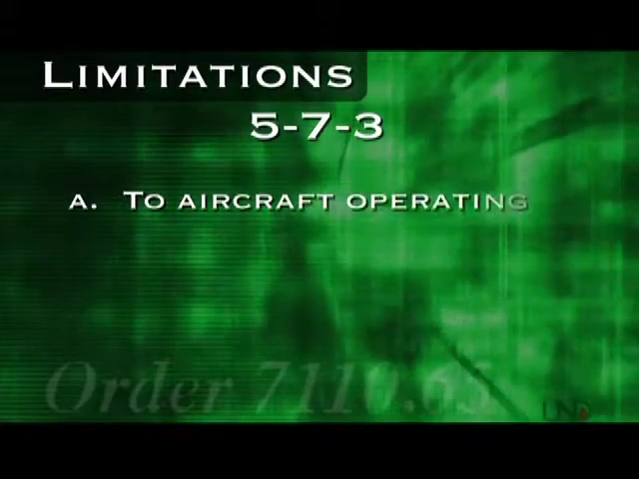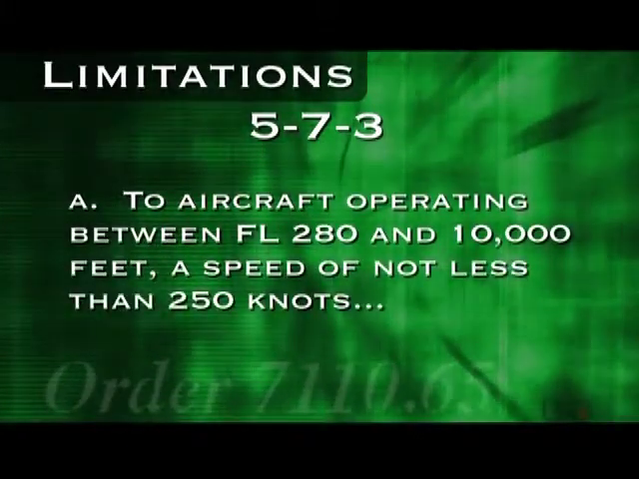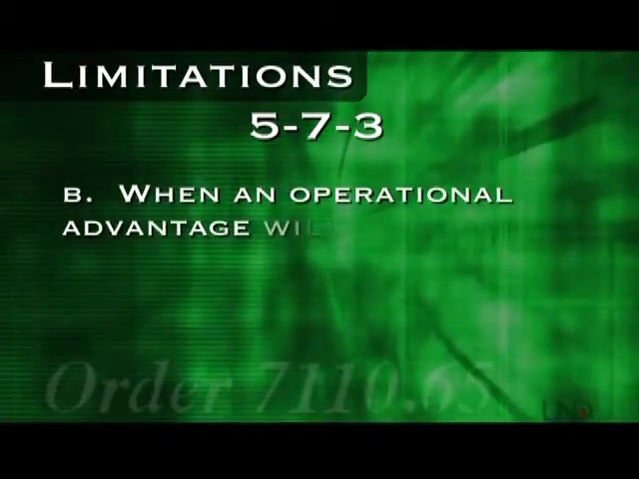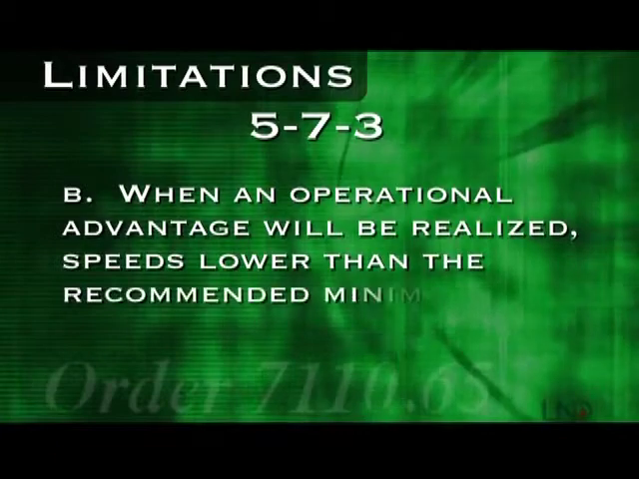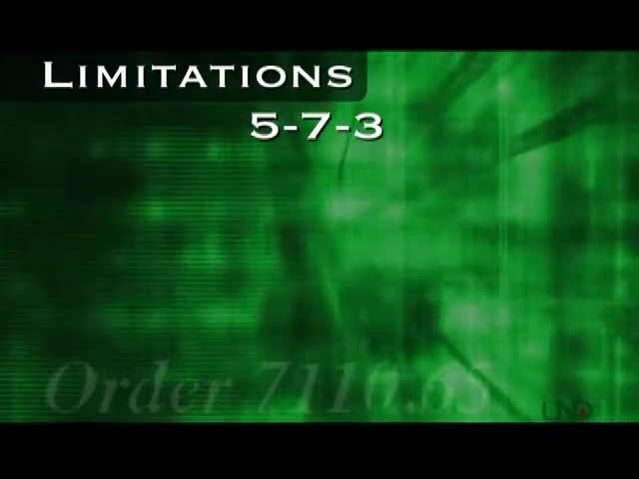There are some other limits to what speeds you can issue as described in paragraph 3. To aircraft operating between flight level 280 and 10,000 feet, a speed not less than 250 knots. However, when an operational advantage will be realized, speeds lower than the recommended minima may be applied. Now for what concerns us the most.